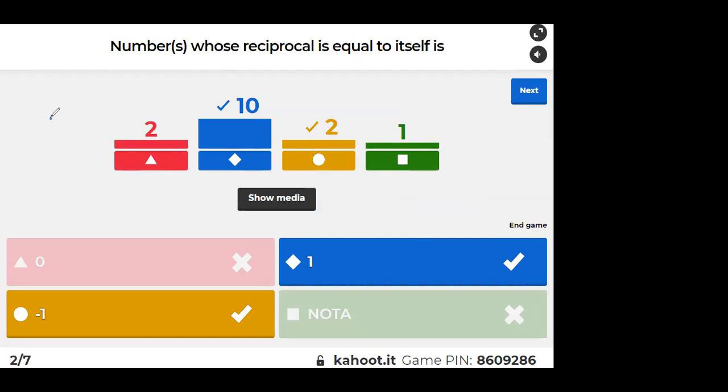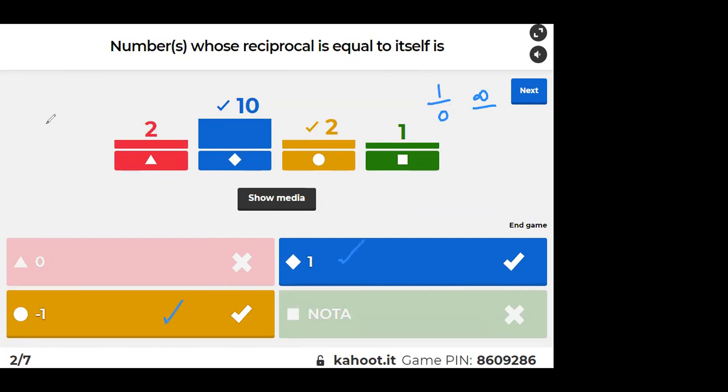We know anything by 0 is undefined. Okay, right? So this is wrong. You cannot divide anything by 0. And reciprocal of 0 will be what? 1 by 0. 1 by 0 is infinite. Yes or no? So the answer is 1 and -1.